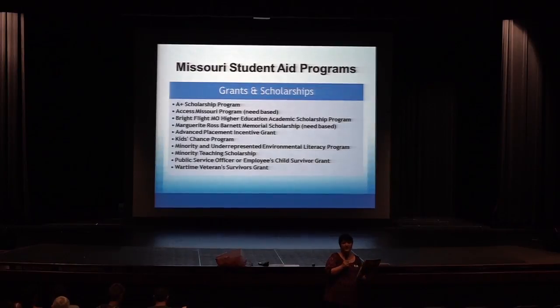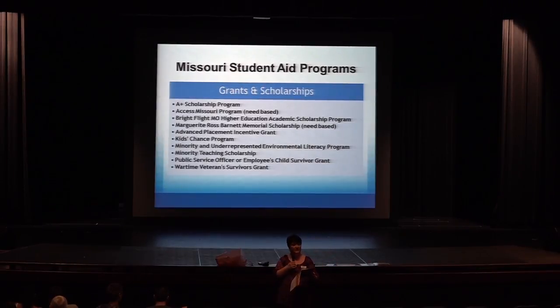There are also some other state grants and scholarships on page 37. There's the Marguerite Ross Barnett Memorial Scholarship. If you have to work while you're going to school, that's one that you may want to take a look at. On page 38, we have the other state financial aid programs. It has kind of an explanation of what each one of those are.